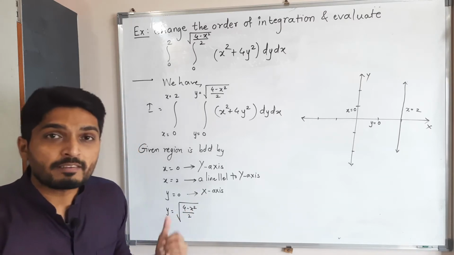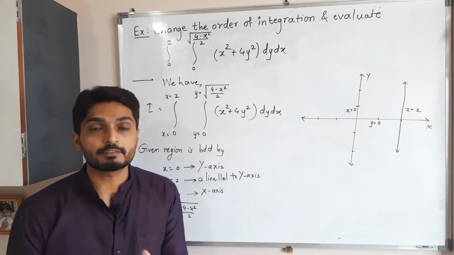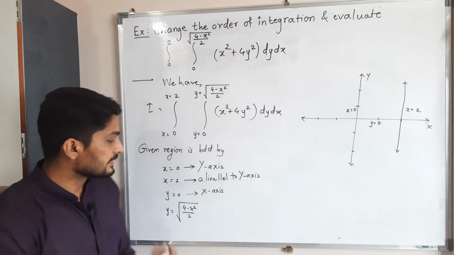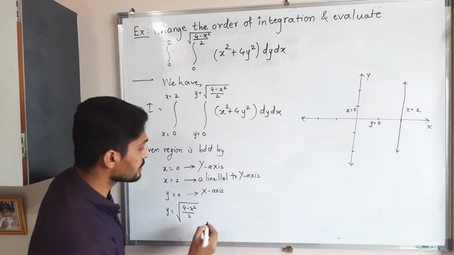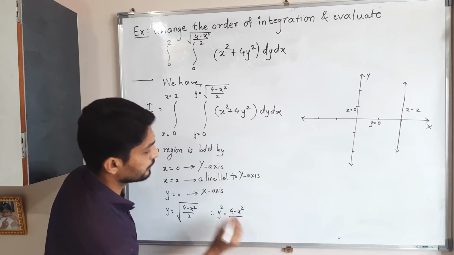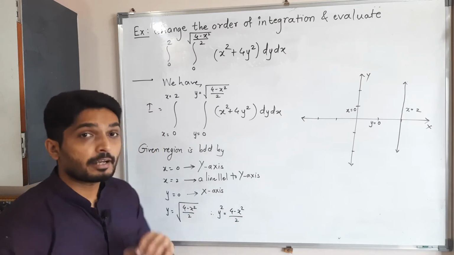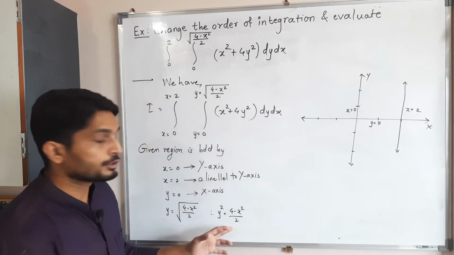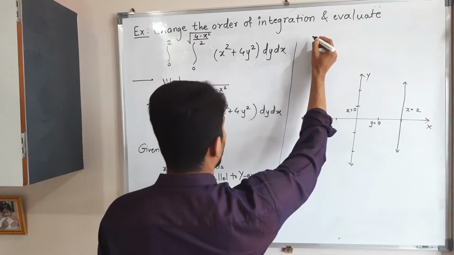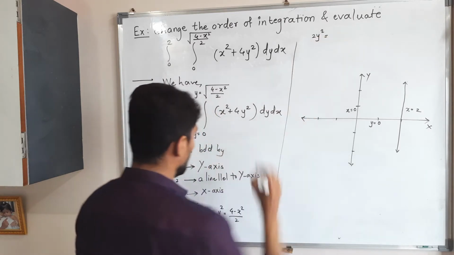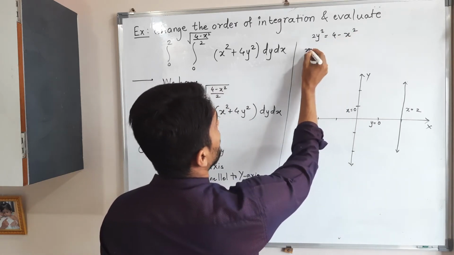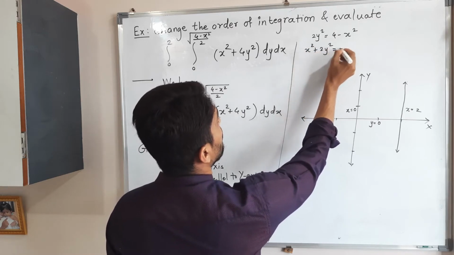See, the problem is that we have a square root, so we cannot directly decide which curve this is the equation of. So first of all, I will try to remove the square root. How to remove the square root? Just by taking the square of both sides. So y square is equal to (4 minus x square) by 2. After that I will try to bring it to its standard form. So I will shift 2 to this side, so this is 2y square equal to 4 minus x square. I will shift x square to this side, so x square plus 2y square is equal to 4.